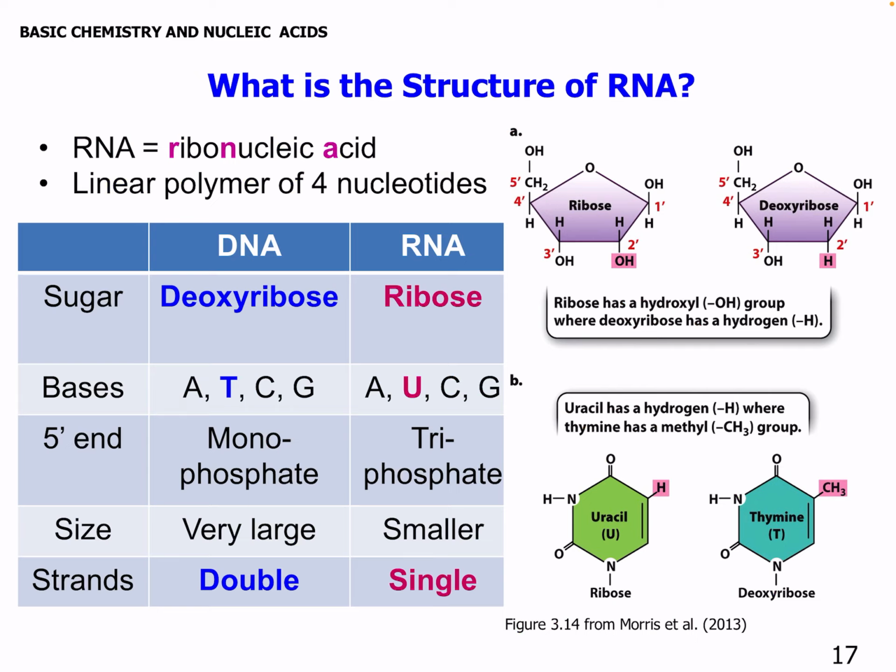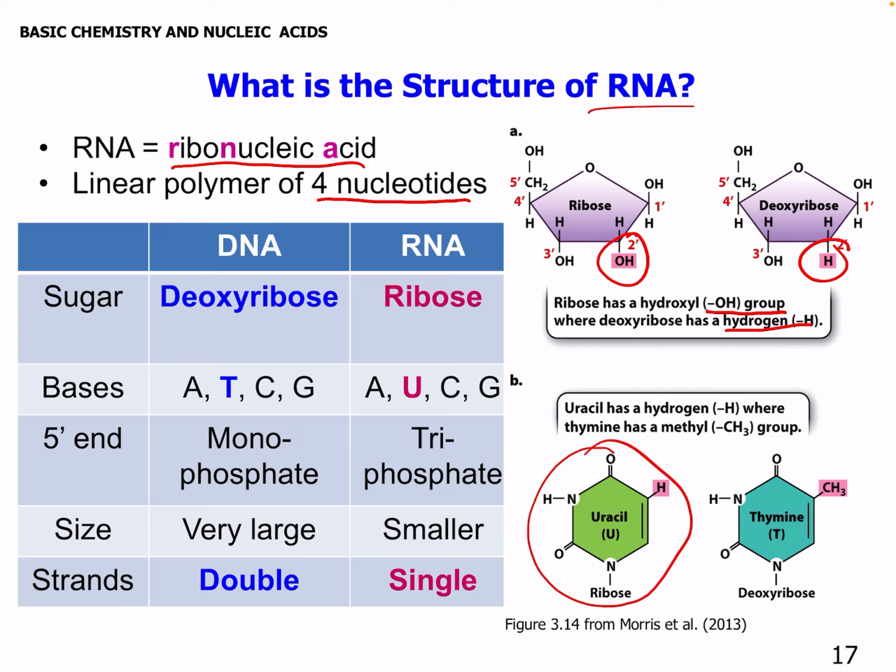So now moving to RNA. RNA is ribonucleic acid and is a linear polymer of 4 nucleotides. As we can remember, ribose has a hydroxyl group, while deoxyribose in DNA has a hydrogen group. Uracil has a hydrogen group, where thymine has a methyl group. Importantly, unique to RNA is uracil. So instead of T, RNA uses U.